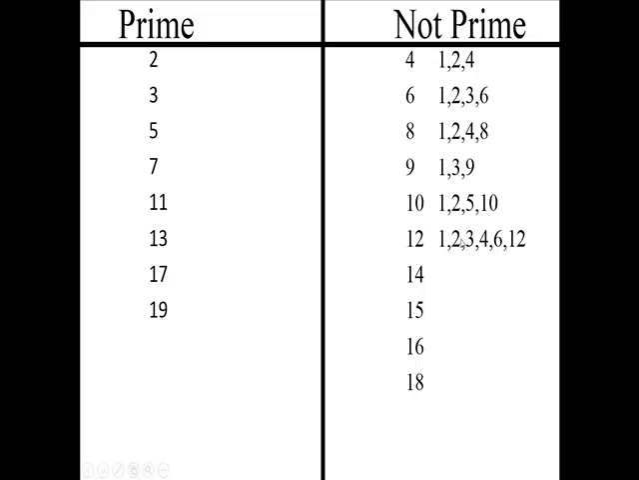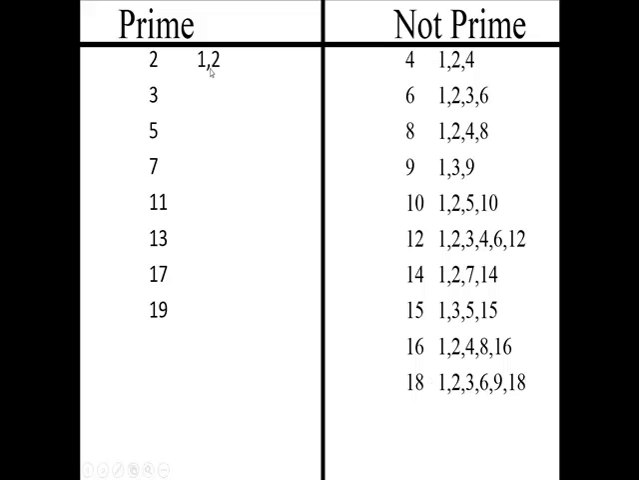So all these numbers go into 12 evenly. 14, 1 times 14, and 2 times what? 2 times 7 is 14. 15, 1 and 15, and 3 and 5. And 16, 1 and 16, 2 times 8 and 4 times 4. 1 times 18, 2 times 9, 3 times 6. Okay, so these are all the factors of 18.